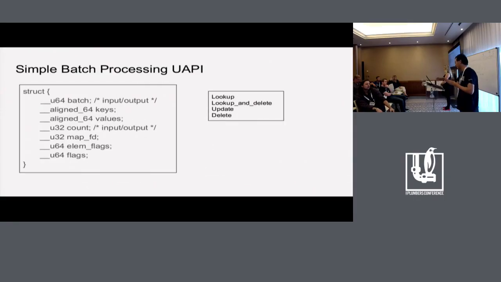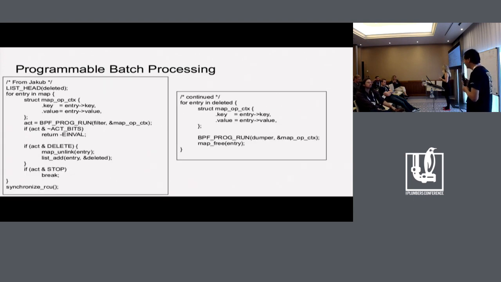Okay. And this is a simple API, and you just have a batch with input and output, some keys, values, a buffer, and a count. The count input provides the size of the buffer, and the output will be something like how many succeeded, so the user can get a sense. And the other fields are the map FD and the map flags.